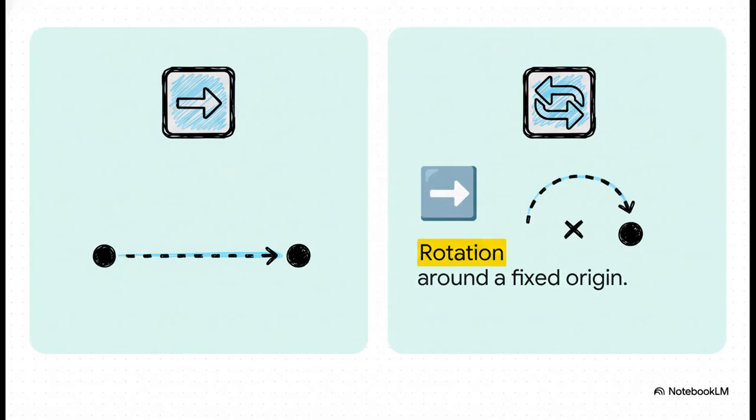So this mathematical language really only has two main verbs. The first one is translation, which is just a fancy word for moving something, shifting it from point A to point B. The second is rotation, just turning a point around a center. That's it. Every complex movement we're about to see is just some combination of these two simple actions.